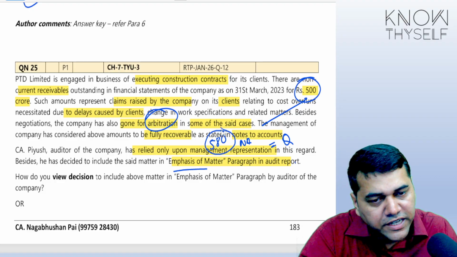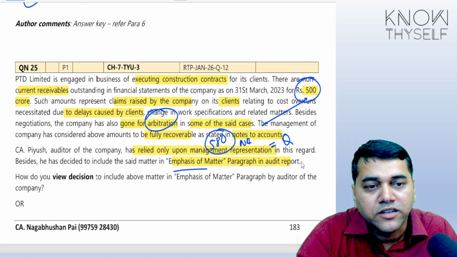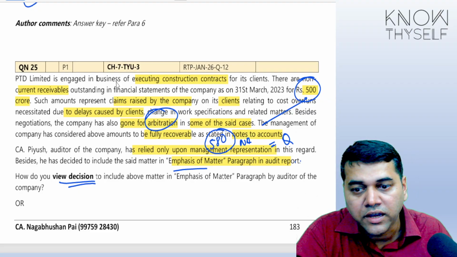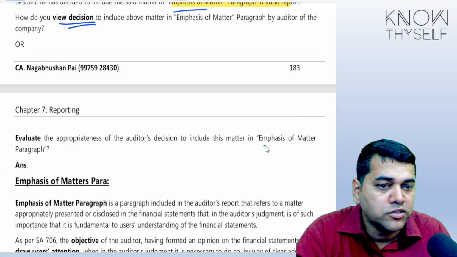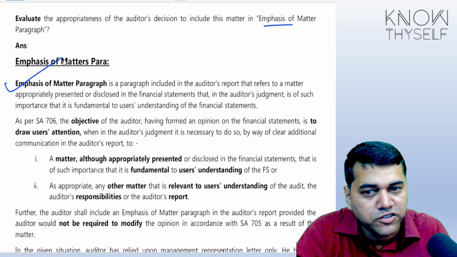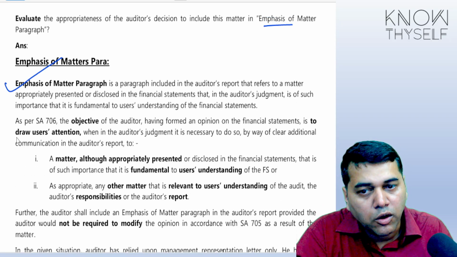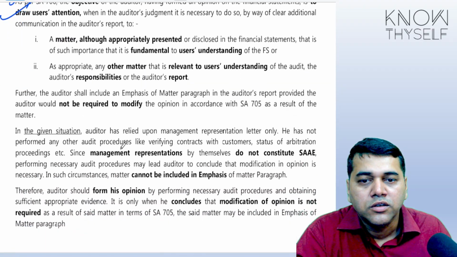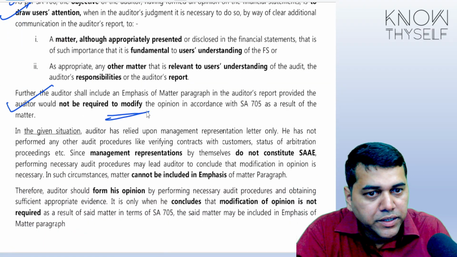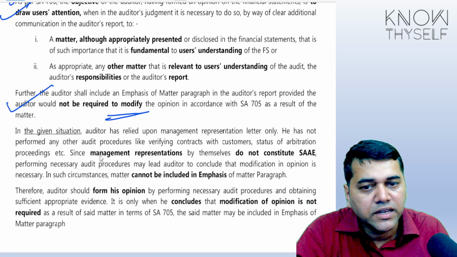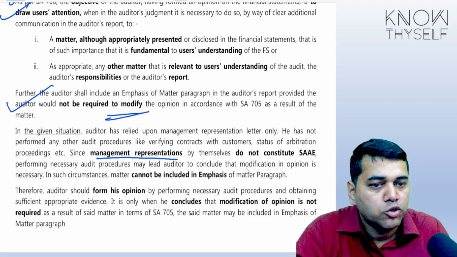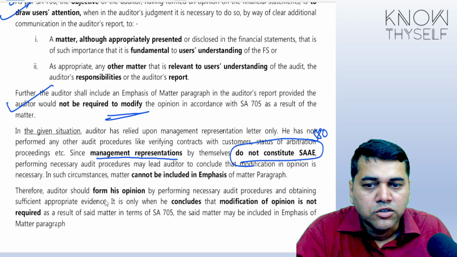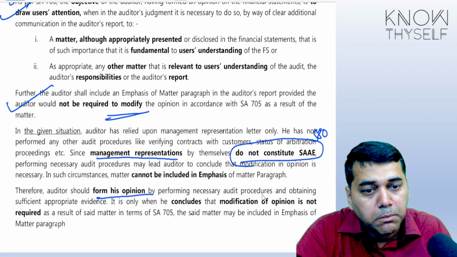So your answer should be on that. You can talk from the SA 580 perspective also and say that emphasis of matter is not a substitute for modification. How do you view the decision, or evaluate the appropriateness of the decision to include it in the emphasis? First you talk about what the emphasis of matter is, when you should draw attention, and the objective. I am not supposed to modify the opinion, that also you write. In the given case, management representation does not constitute sufficient appropriate evidence. Who told? SA 580. So the form of opinion should have been a modified opinion.